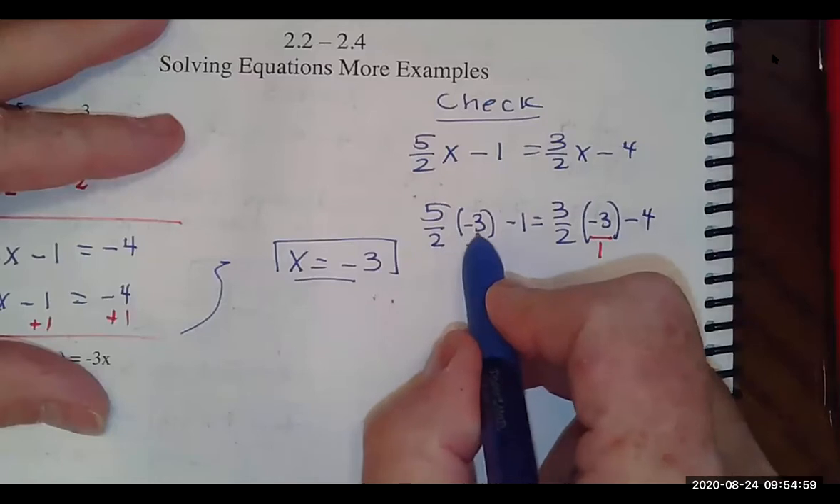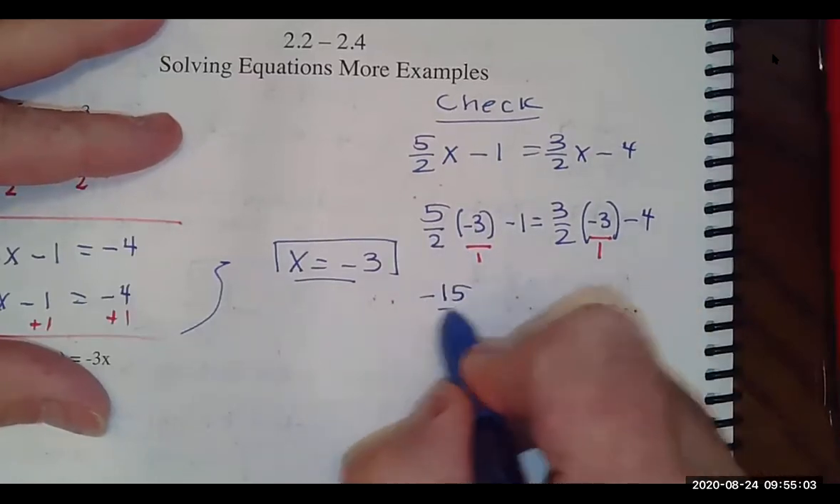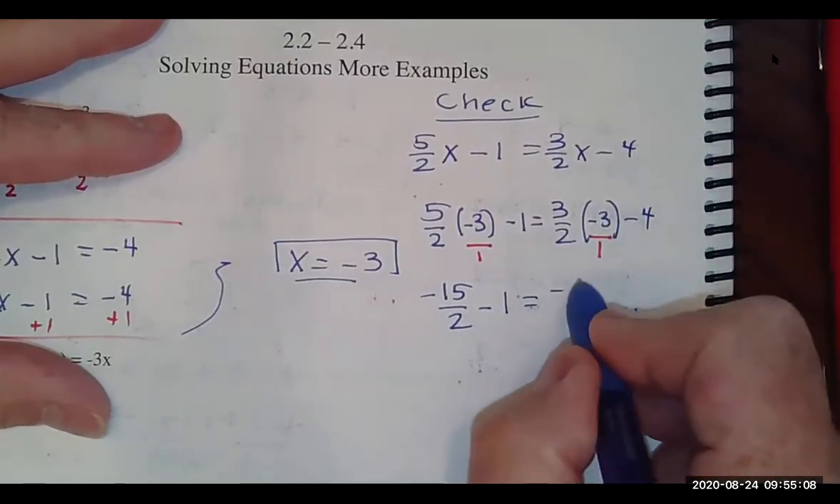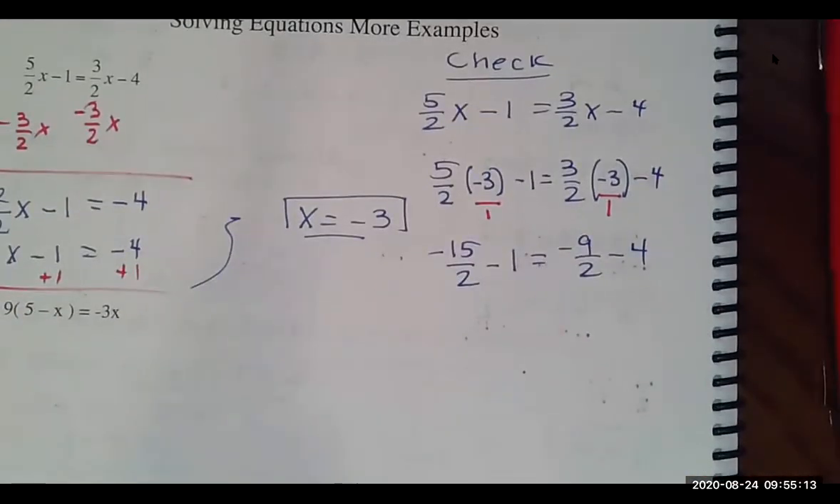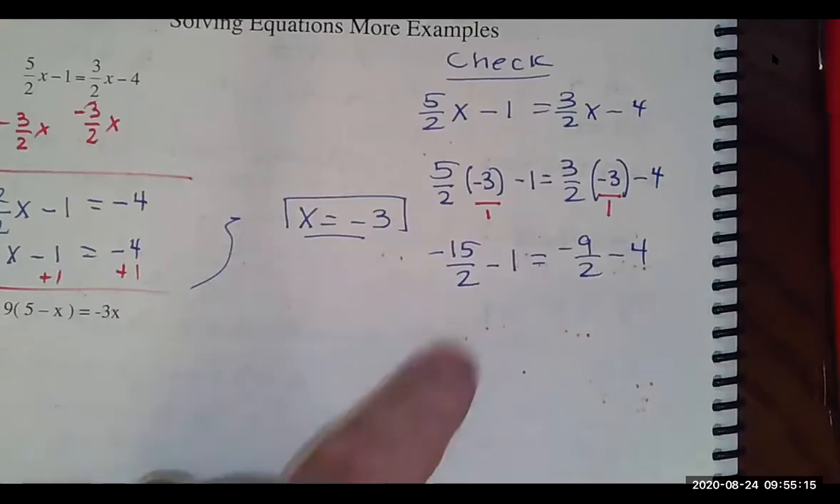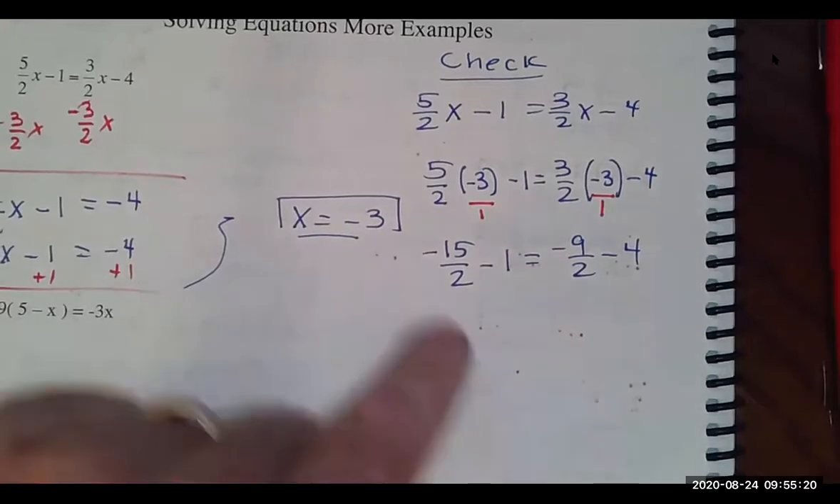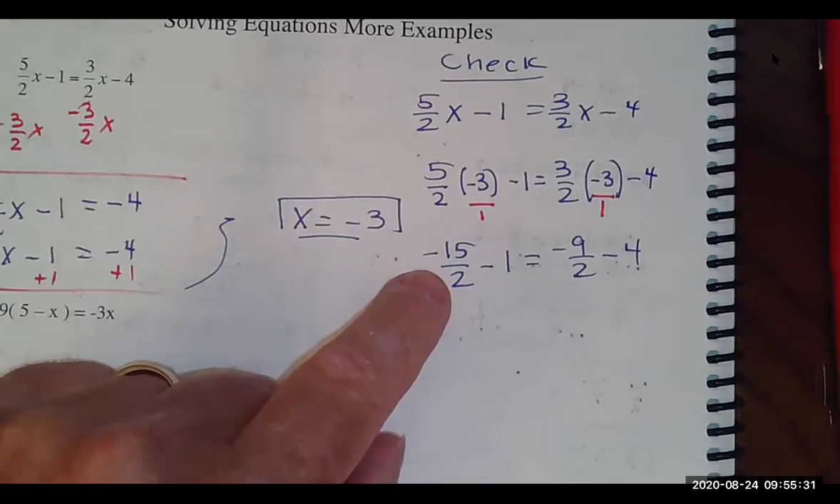Now, multiplying straight across. There's no reducing or canceling. Multiplying straight across, you get -15 all over 2. Subtract 1 equals, multiplying straight across, -9 over 2, subtract 4. All right, now it gets a little tricky. Now, Russ, is this a mixed number? Thumbs up or thumbs down? Yeah, sorry. Now you're down to an A instead of an A plus.